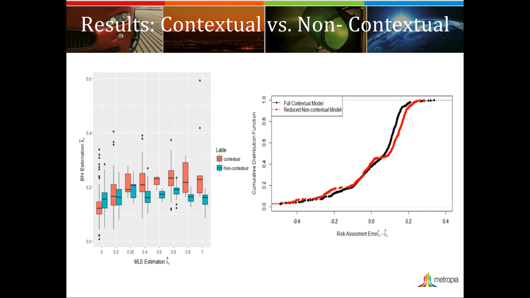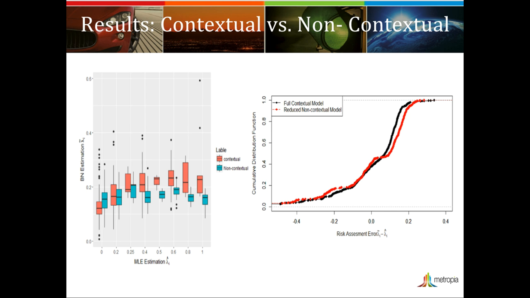Using the Bayesian network models, we compare the results between the contextual model and the non-contextual model. In the figure on the left, the x-axis represents the self-reported risk, and the y-axis represents the estimated risk. The contextual model is in red, and the non-contextual model is in green. The figure shows a stronger correlation between self-reported risk and estimated risk in the contextual model. Numerically, the correlation between the real and estimated risk is 0.576 for the contextual model, which is significantly higher than the 0.143 for the non-contextual model.